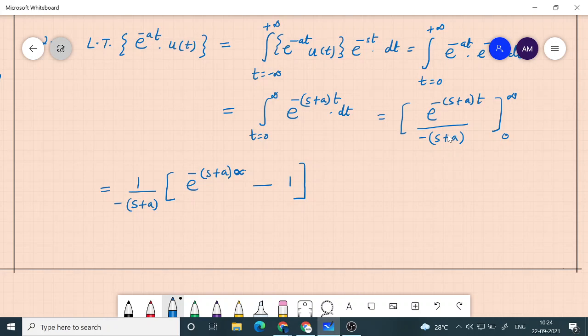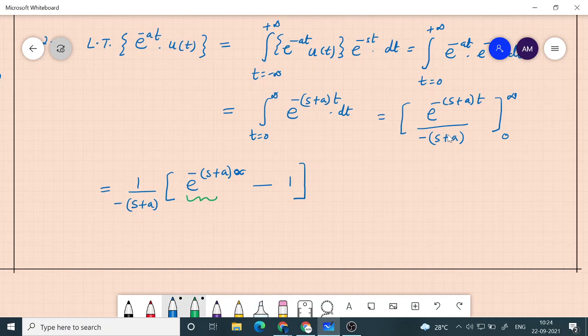So I need to know what is the value of this when I put infinity here. Then only I can evaluate this integral. That will depend upon s.